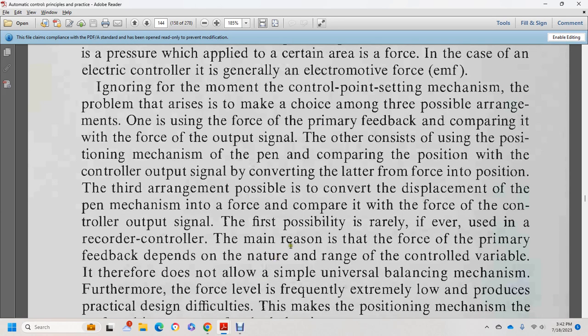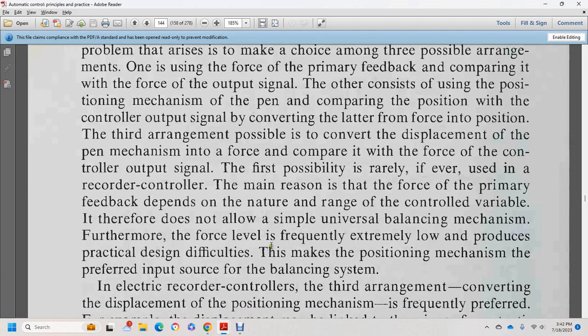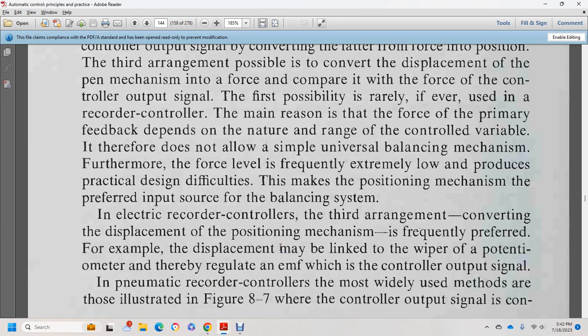The main reason is that the force of the primary feedback depends on the nature and range of the control variable, so it does not allow a simple universal balancing mechanism for the force level. The main frequency is extremely low, and due to particular design difficulties, the positioning mechanism is preferred over the balancing system. In an electric recorder control, the third arrangement, converting the displacement of the position mechanism, is frequently preferred. For example, the displacement may be linked to a wiper of a potentiometer, which regulates the EMF for the control output signal.